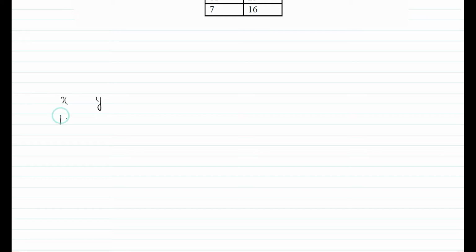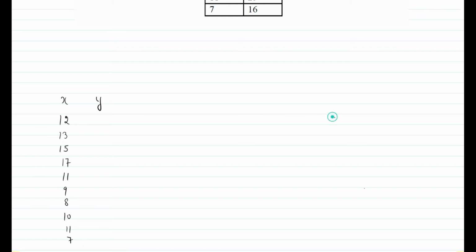So the x values are 12, 13, 15, 17, 11, 9, 8, 10, 11 and 7.